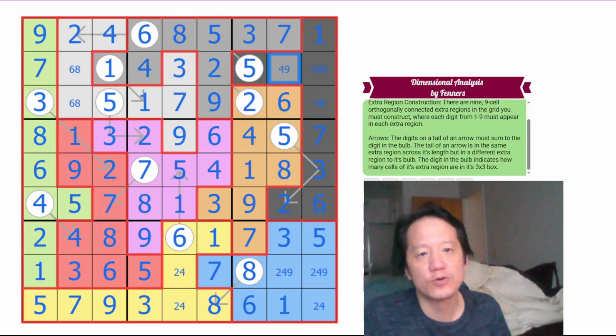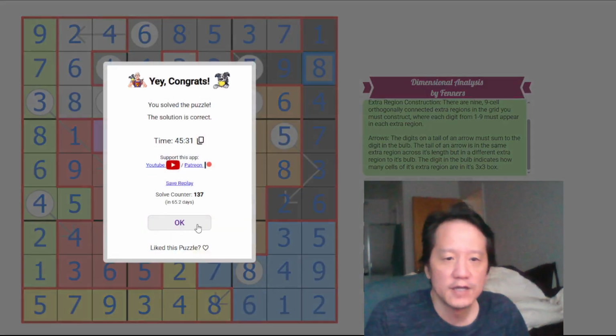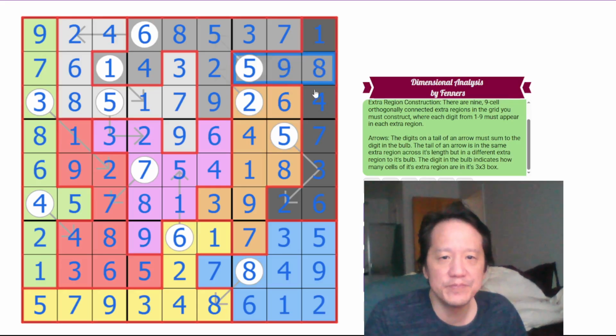4 eliminates 4 here, so this can't be 4. This is 9, which means this can't be 9 or 2, so this is 4, which makes this 2. This 2 eliminates 2 here, it's 4, which makes that 2, which makes that 9. This 6 eliminates 6 here, so that's 8 and 6. 8 eliminates 8 here, so that's 4, and this is 8. And that's how you solve it.